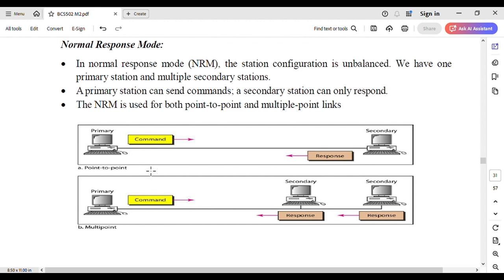The first diagram shows point-to-point communication. In this link, the primary station sends a command to the secondary station. It is one node and another node, a point-to-point or one-to-one connection, and then the secondary node sends a response to the primary. In the multi-point case, the primary station is responsible only for sending commands, and the secondary stations only respond. Here two secondary stations are present, which send responses.